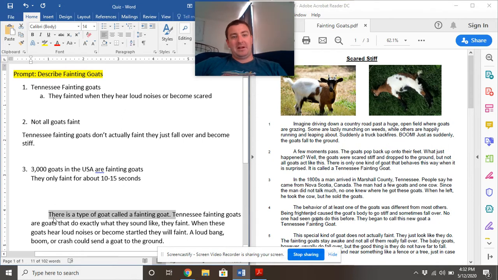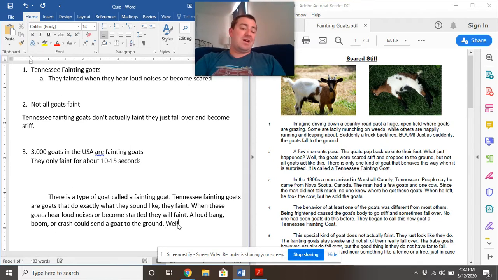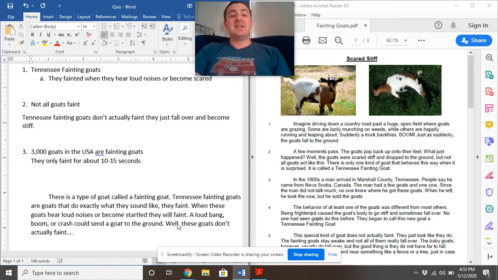It's kind of repetitive, right? But again, I'm using this to flow into my passage. A loud bang, boom, or crash will send a goat to the ground. Now, what I would do for detail number two and detail number three is I would go then to say not all of these goats faint. I might say, well, comma, these goats don't actually faint, period. And then continue my writing.